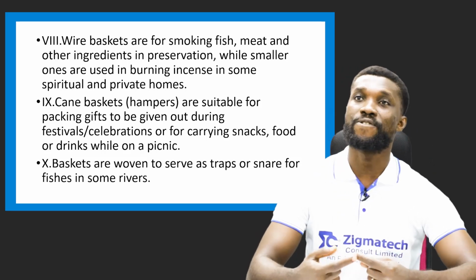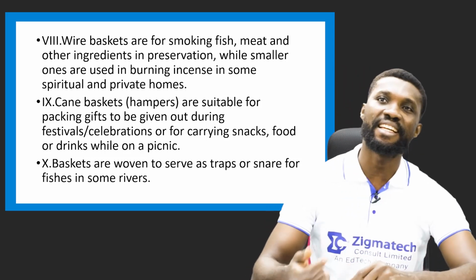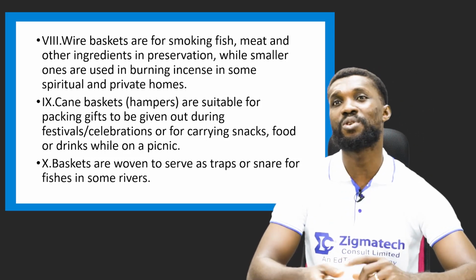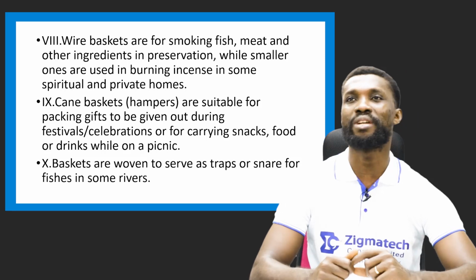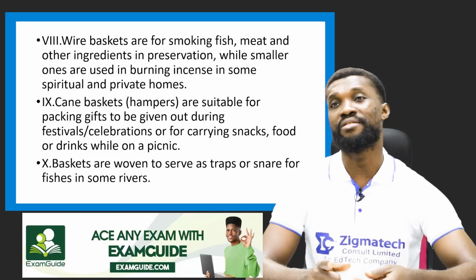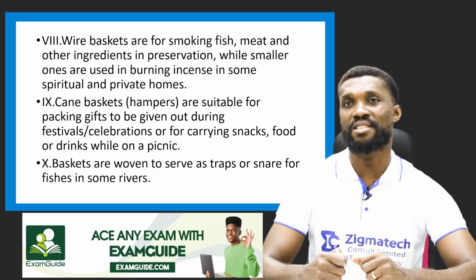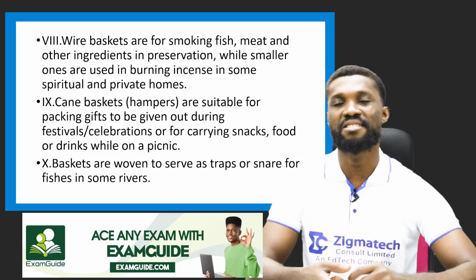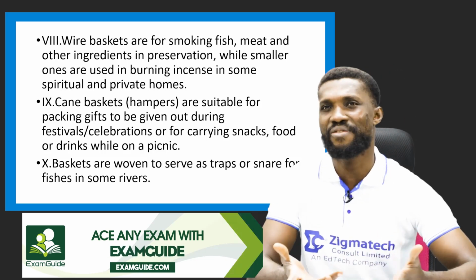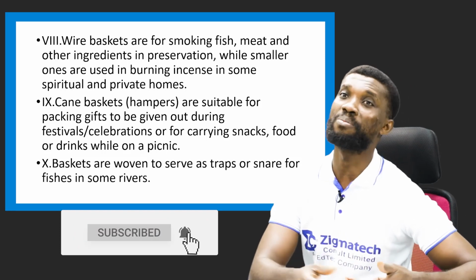Now wire are for smoking of what? Fish, meat, and other ingredients in preservation. While smaller ones are used in burning incense in some ritual and private homes. Now you can actually use the wire baskets to burn incense and any other thing you think you can use it for. Now cane basket can actually be used to make hamper.